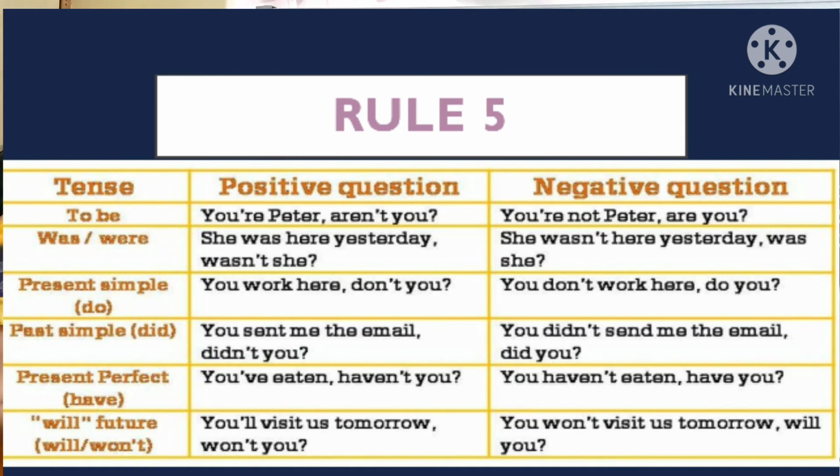Next, for future, will. If you have a positive sentence with will, you will get won't in the tag. See, if I take: you will visit us tomorrow, then the question tag will be won't you. You should not write will not you. You should write won't you. Next, you won't visit us tomorrow, will you?